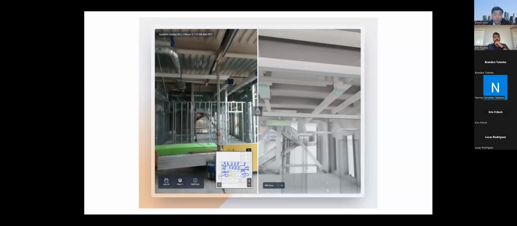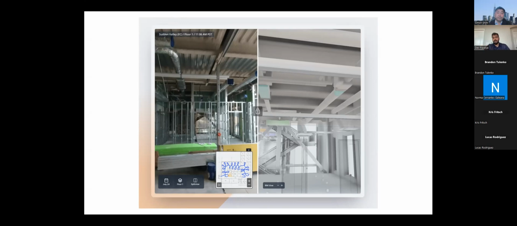So if you see over here on the right side, the white, that's the BIM model. And on the left side, that's what is actually being built. Of course, it's in progress, so it doesn't look exactly like that. The BIM model is the final model, so they're on their way to getting there. And that's the key part of this, that you can see the difference.